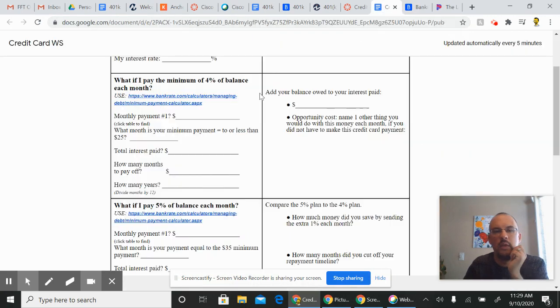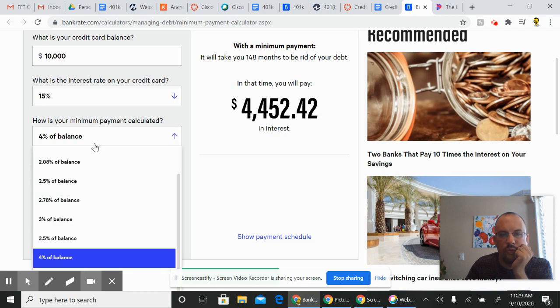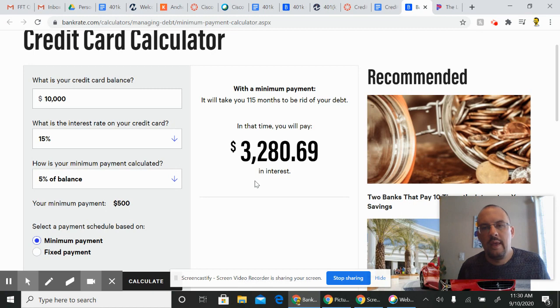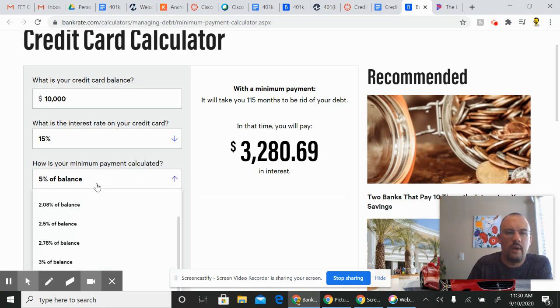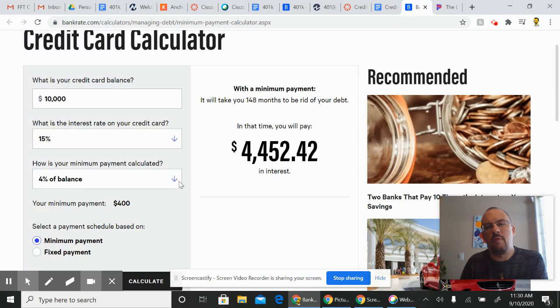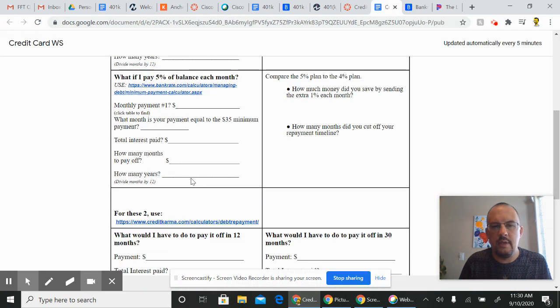Then you do the same thing in question 2, 5%. The only thing you change on your calculator is you move this from 4% to 5% and calculate. The purpose of this is to show you how much just a little bit more payment can have on shortening the amount of time that you're paying it off. So now I can pay it off in less than 10 years, and I pay $3,200 in interest, where before I paid more. So I'm saving over $1,000 in interest payments. Anyway, that should be pretty self-explanatory.